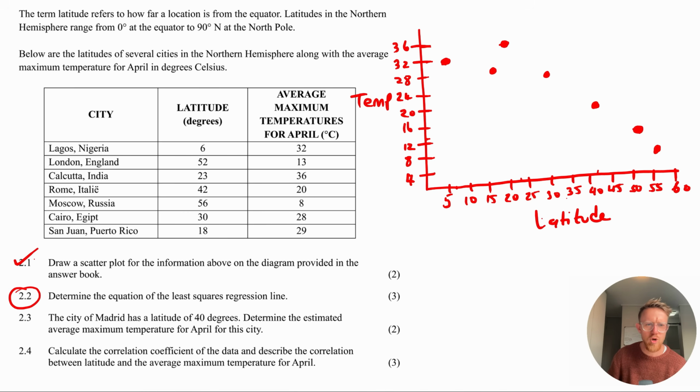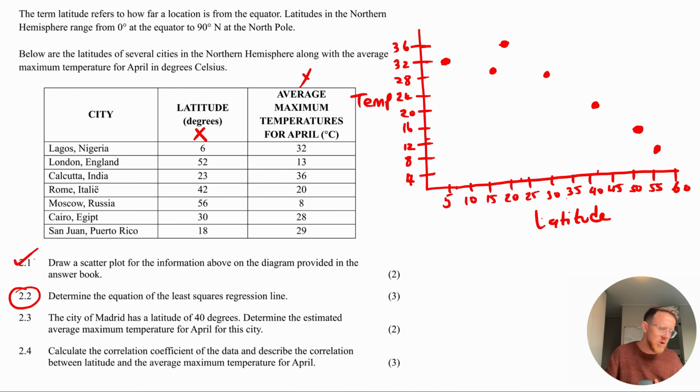This one says, determine the equation of the least squares regression line. So you're going to take your calculator now and put it into stat mode. Let's go mode stat. Now we're going to choose a plus bx. Then you've got x and y. The first column they give you will be your x, and the second column is your y.